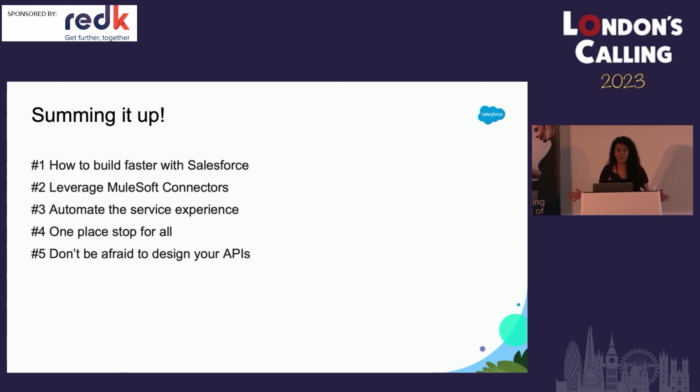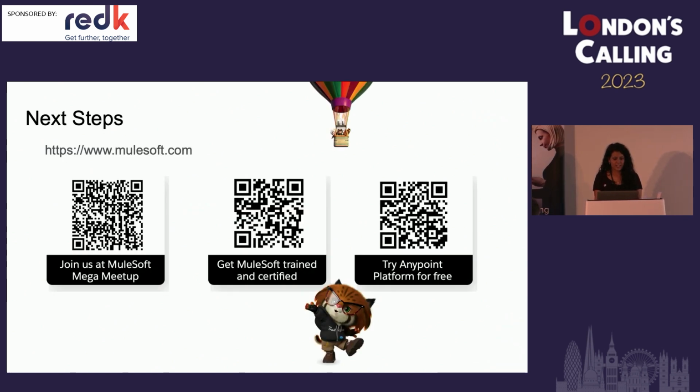You can automate your services using MuleSoft Composer. You can use MuleSoft RPA. And then API Manager is a one-stop place for managing all your Mule and non-Mule APIs, no matter where they are hosted. And last, don't be afraid to design your API. We have seen how easy it is to design RESTful APIs using OAS, RAML, any language you're comfortable with.